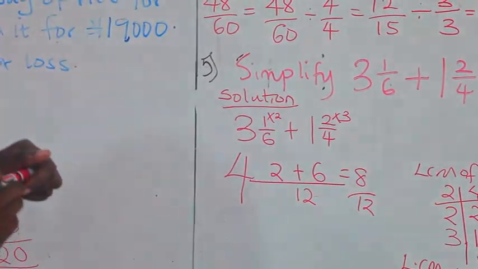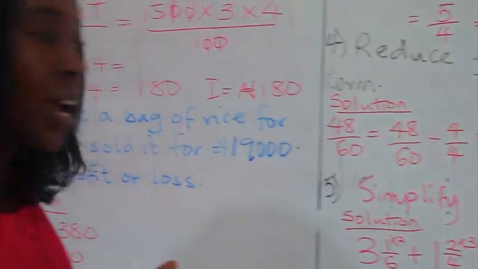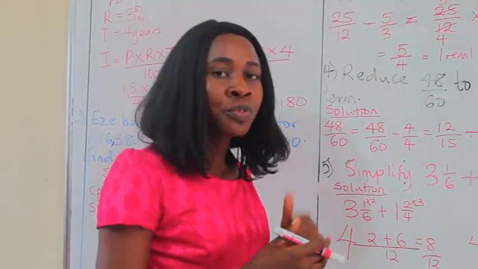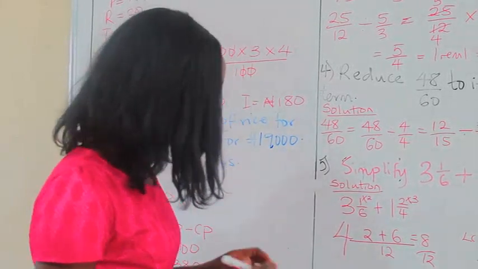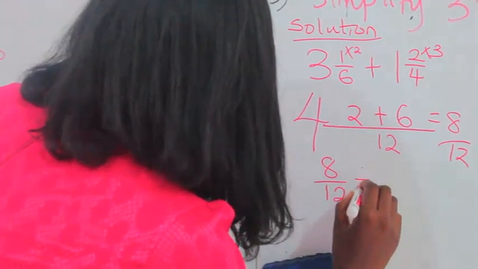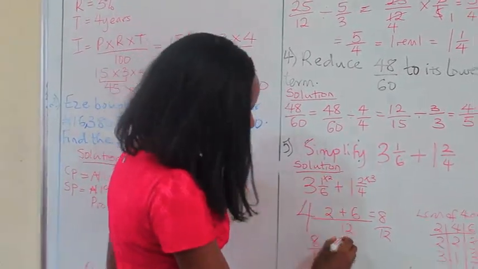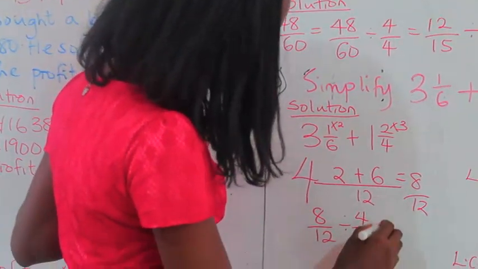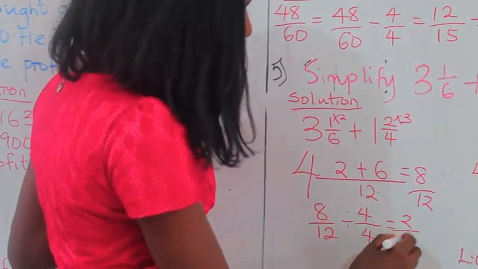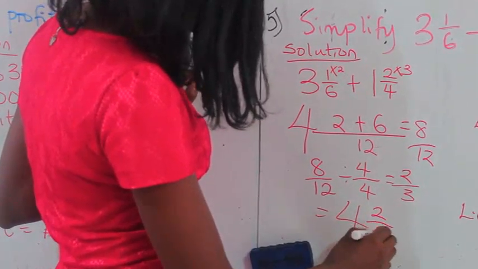If you look at 8 over 12, you notice that there's a single number that can divide 8 and 12. That is, we need to reduce 8 over 12 to its lowest term. And that's what we do right now. 8 over 12. What single number can divide 8 and 12? I think 4 can divide 8 and 12. 8 divided by 4 is 2, and 12 divided by 4 is 3. So our final answer is equal to 4 whole number 2/3.